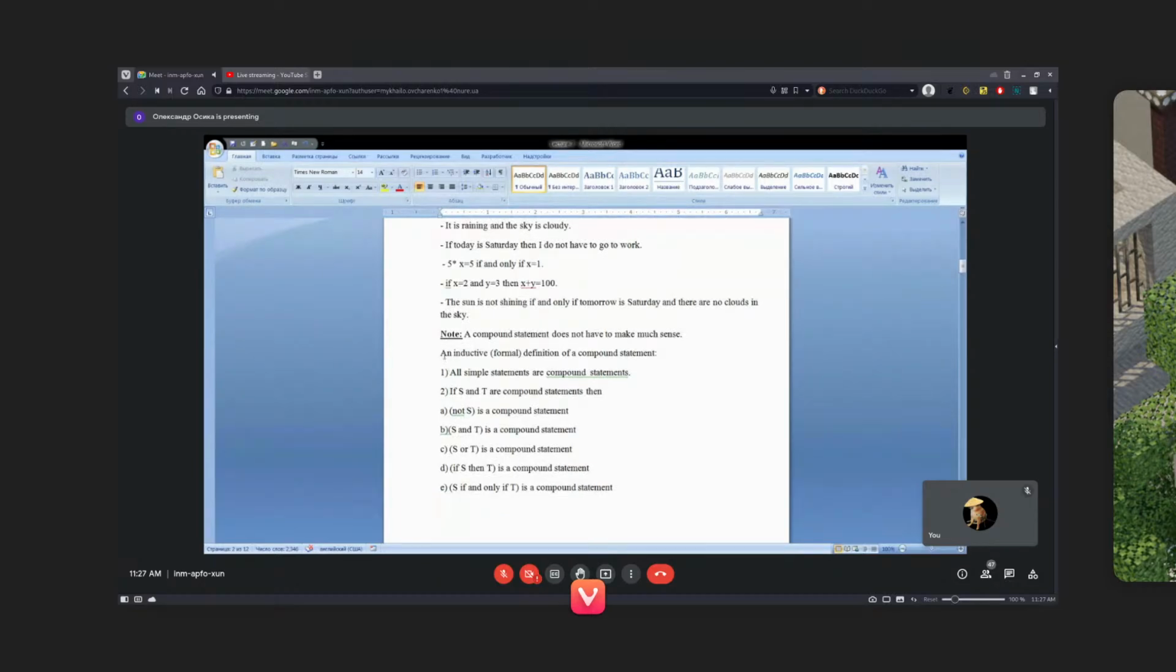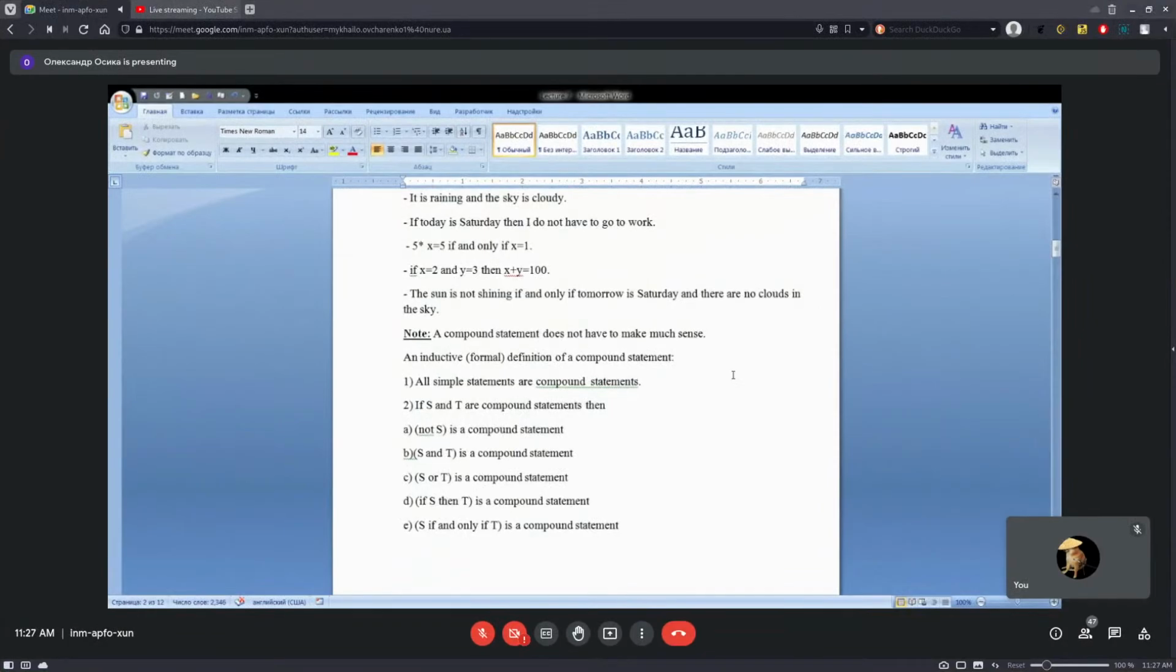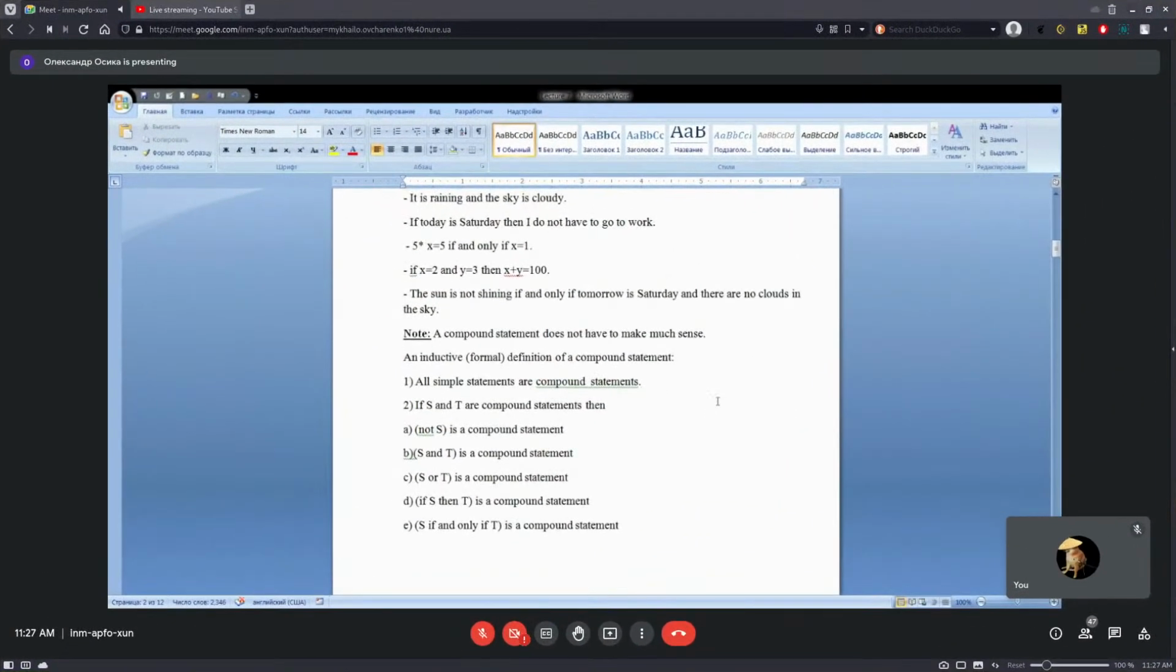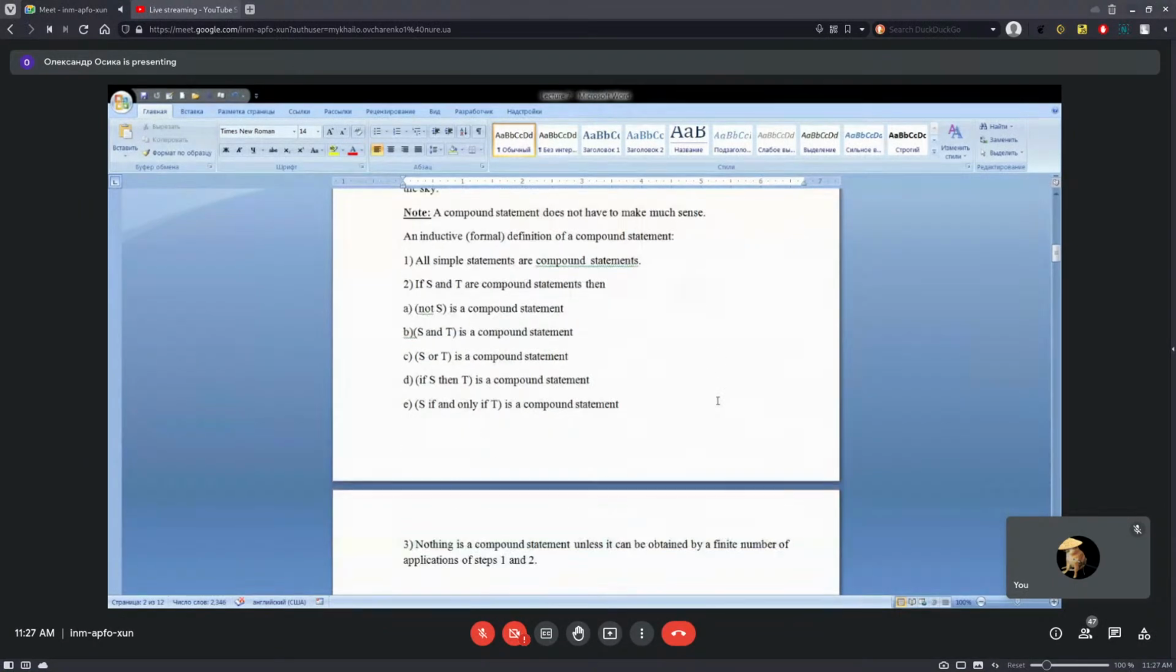And here is a formal definition of a compound statement. It is done by, oh my god, induction. Inductive, yes, inductive. All simple statements are compound statements. We consider them compound statements already. Okay.